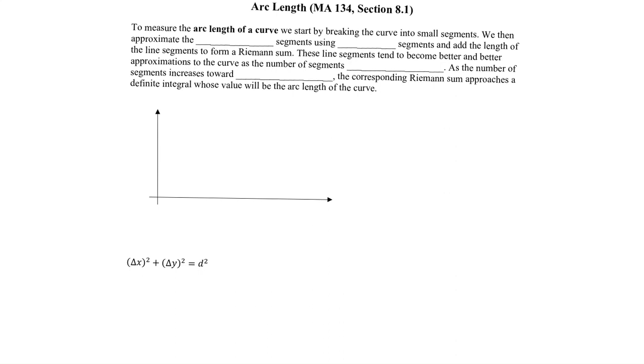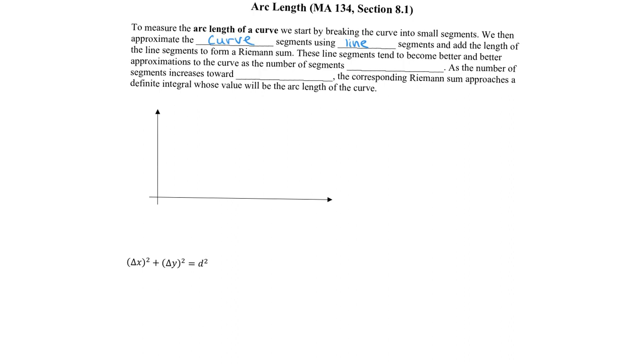Hello calculus fans. Today we start section 8.1 which talks about arc length. So to measure the arc length of a curve, we start by breaking the curve into small segments. We then approximate the curve segments using line segments and add the length of the line segments to form a Riemann sum.